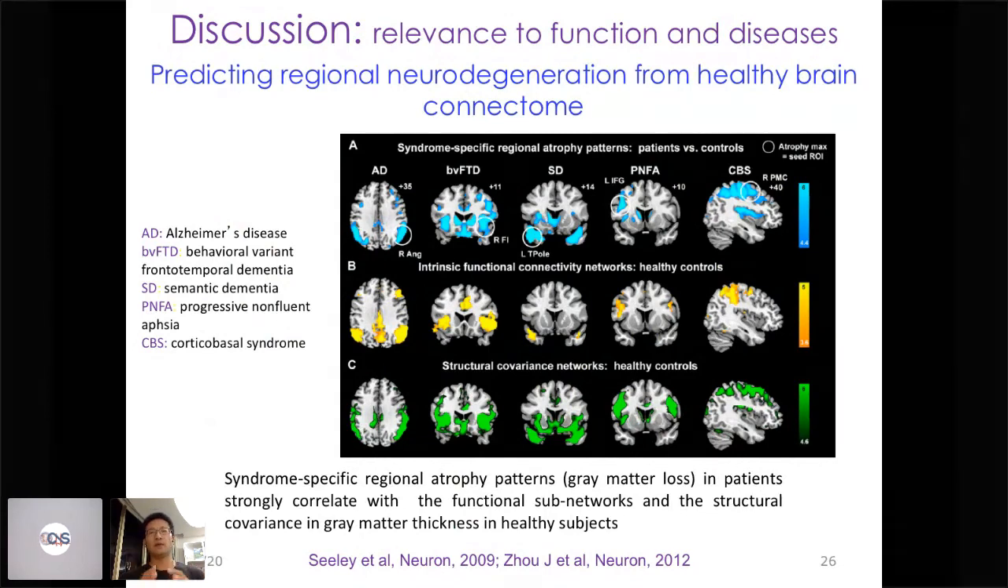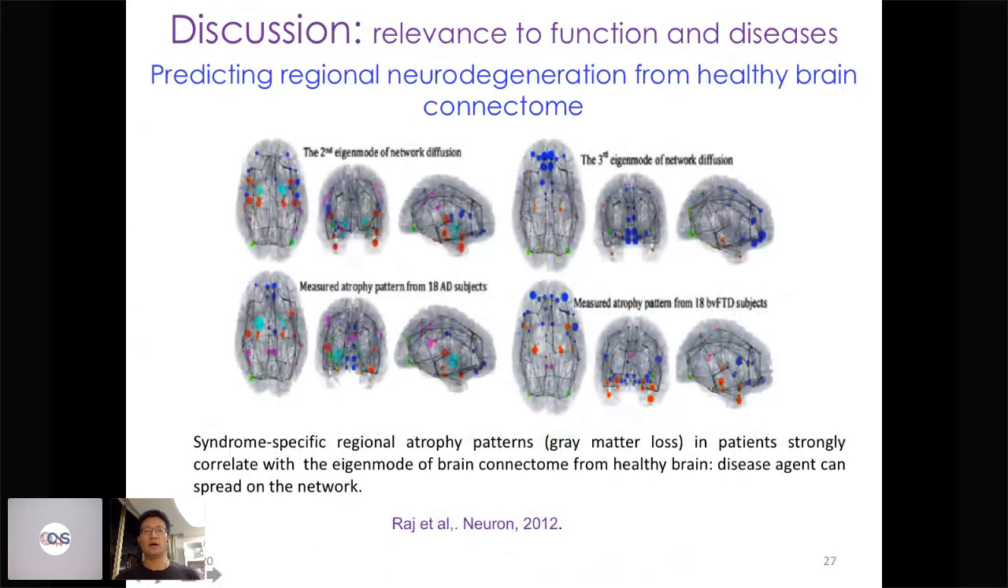So within the brain you have subnetworks that work together, and then they can get a problem together. I think this is a reflection that you have a different hierarchy of modules inside. Another work already considered these eigenmodes to be related to the disease, because in neurodegenerative disease, some disease agent like amyloid beta can spread on the brain network. And that spreading is described by the eigenmodes.